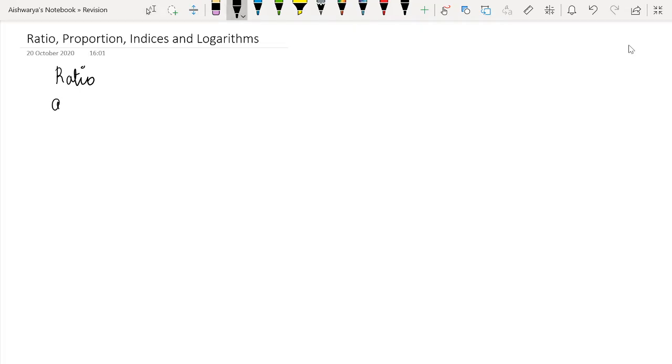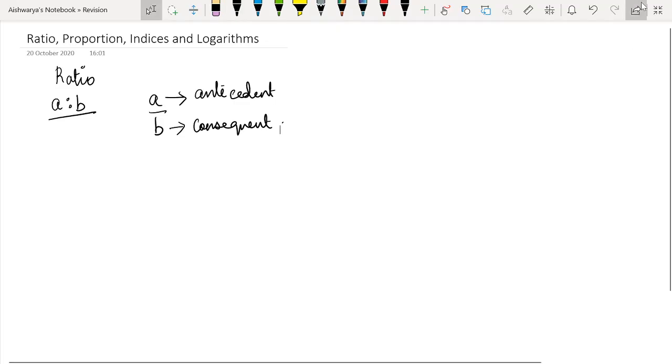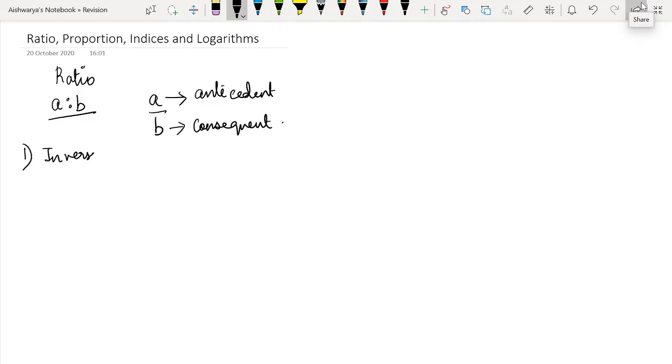A ratio is always expressed in the format A is to B. So by way of division we compare it. This first term is called the antecedent, the second term is called the consequent. Now we have various properties of ratios. The first property is inverse ratio. I'm going to show you all the properties with respect to this A by B. Inverse ratio means the inverse of this, which is B by A.